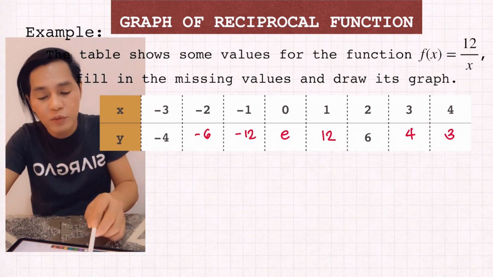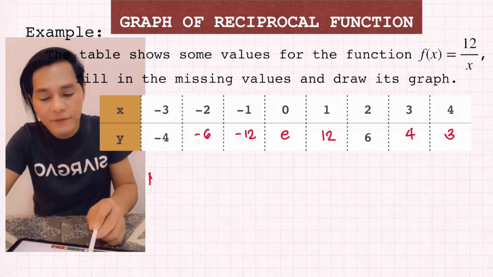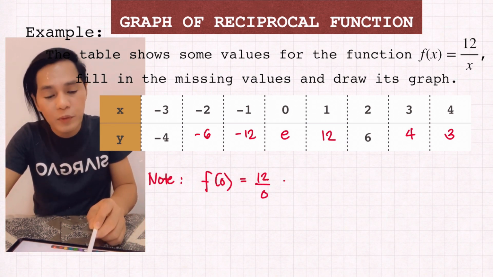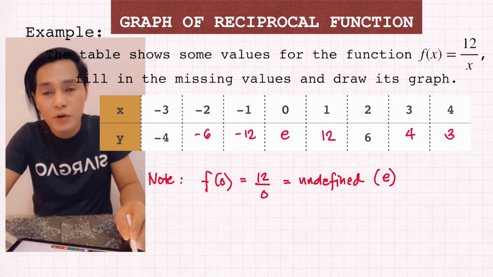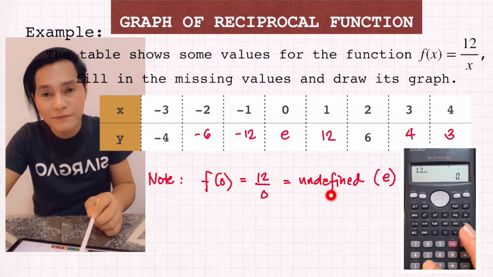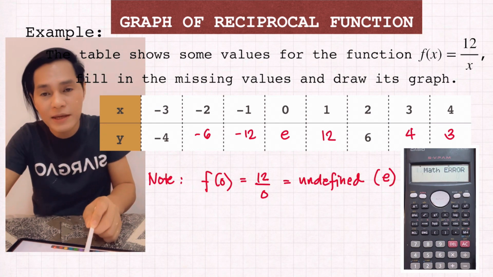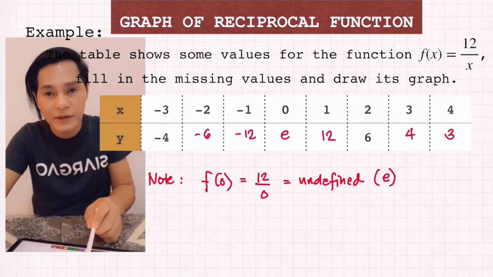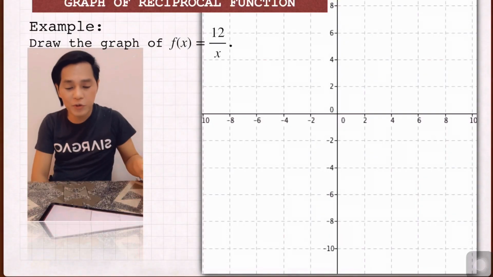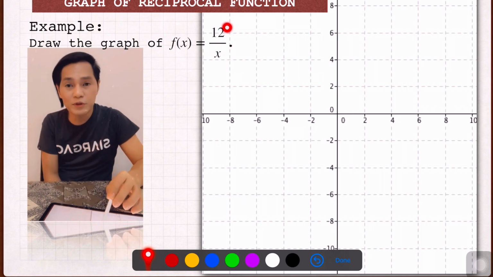What I'm just going to highlight here is why we have here error: because when we divide 12 by 0, that means undefined in the calculator. So we are putting here E as a representation for that. Okay? Up next is to draw the graph of the function f of x is equal to 12 over x.